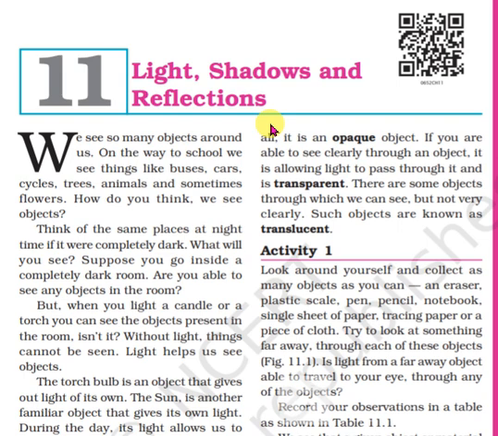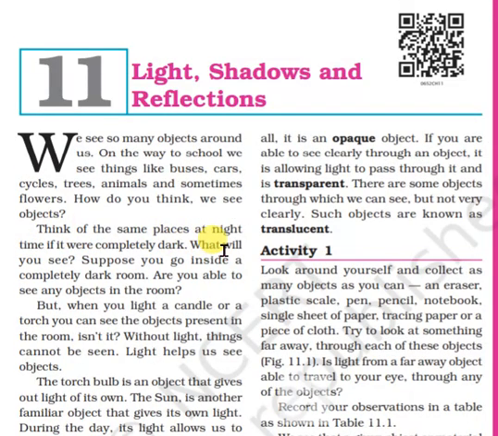Light, shadows, and reflections. We see many objects around us on the way to school. We see things like buses, cars, cycles, trees, animals, and sometimes flowers. How do you think we see objects?